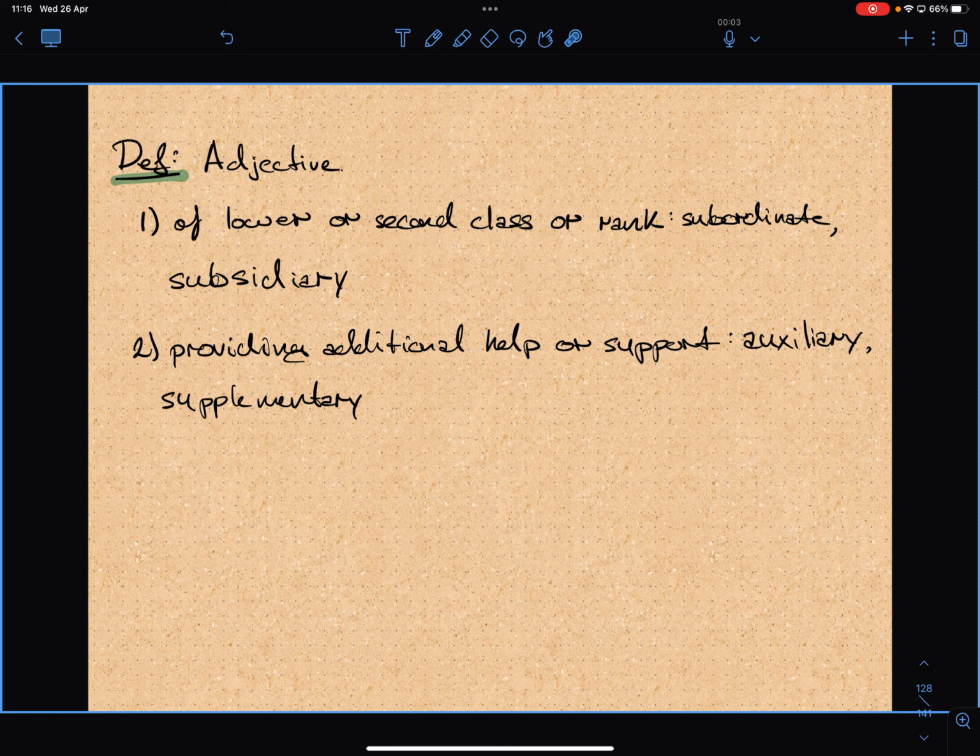So, definition. It's an adjective. 1, of lower or second class or rank, subordinate, subsidiary. 2, providing additional help or support, auxiliary, supplementary.